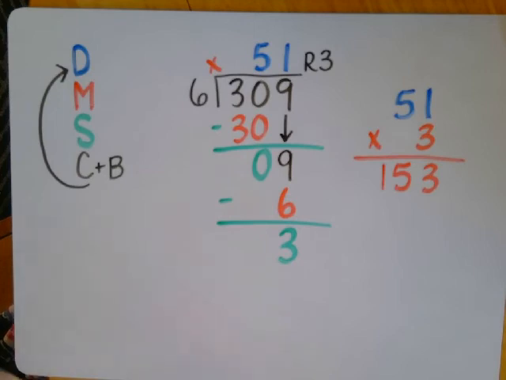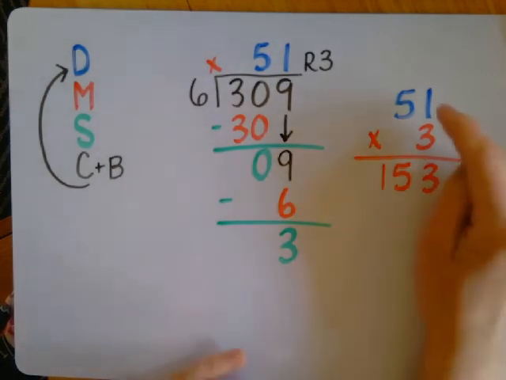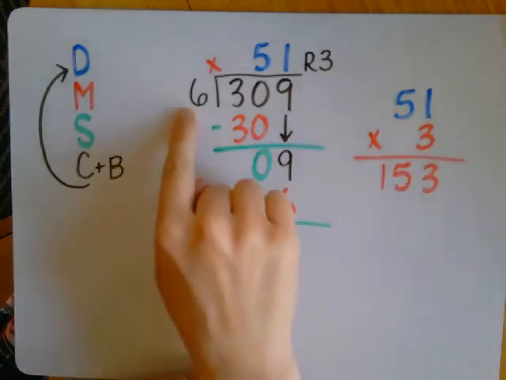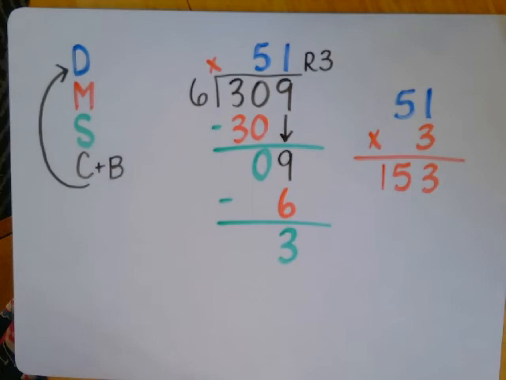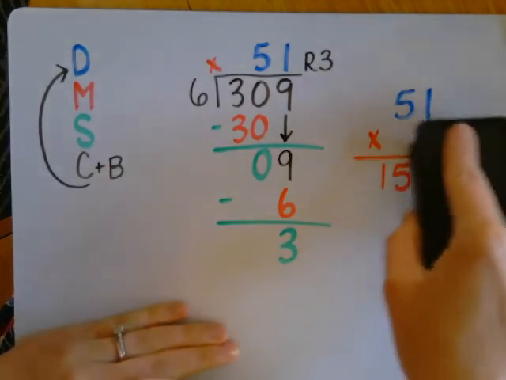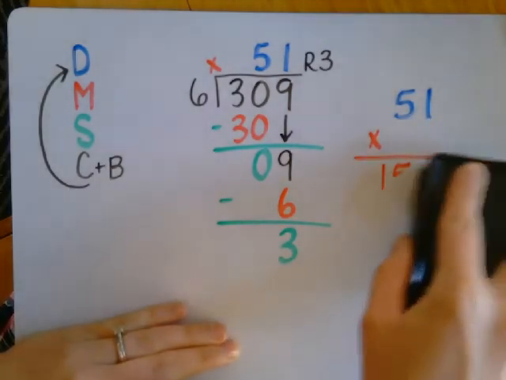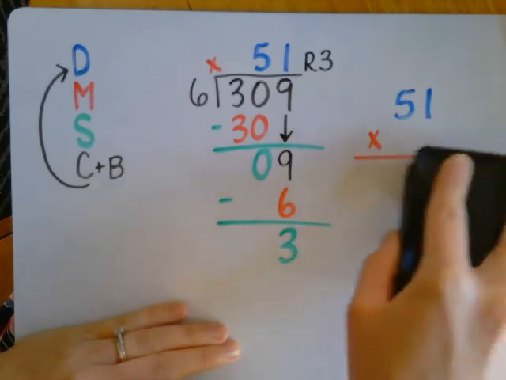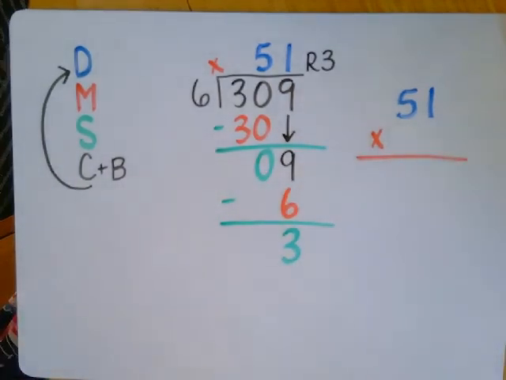I think I made a mistake, but this is a good opportunity to see what I did wrong. Oh, I see exactly what I did wrong. Instead of multiplying by 3, I need to multiply by 6. It's always good to catch your mistakes. I knew that answer did not look right, so I needed to figure out where did I go wrong.